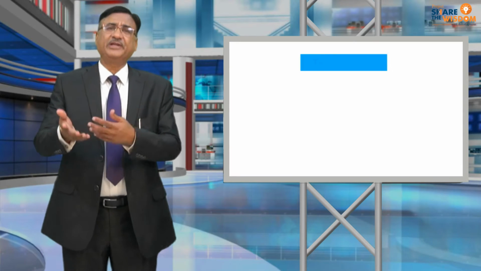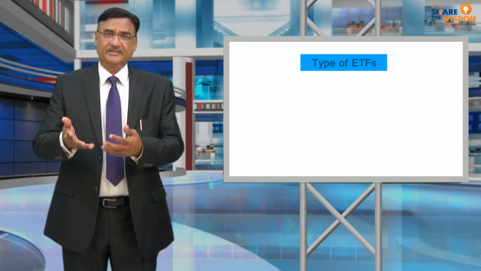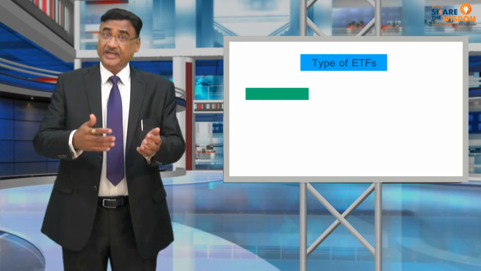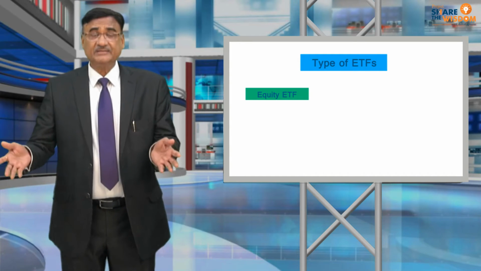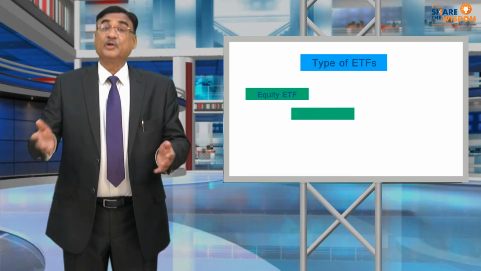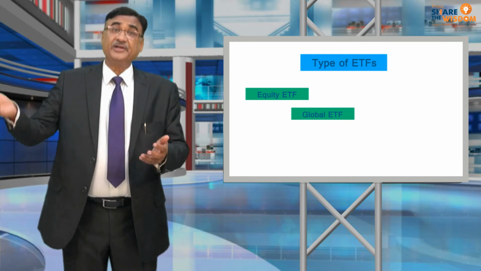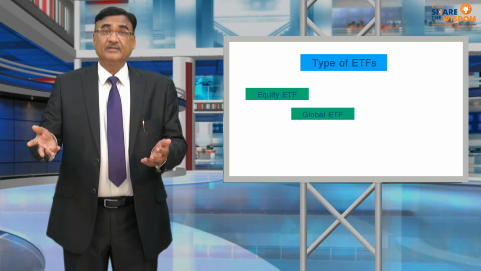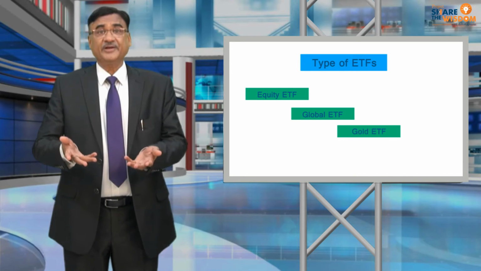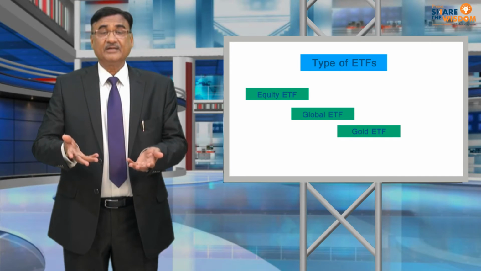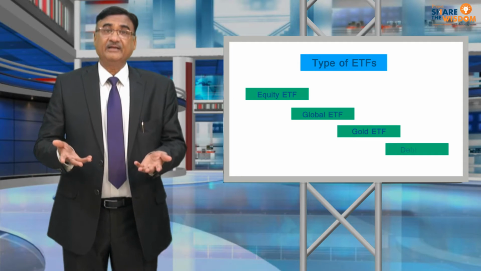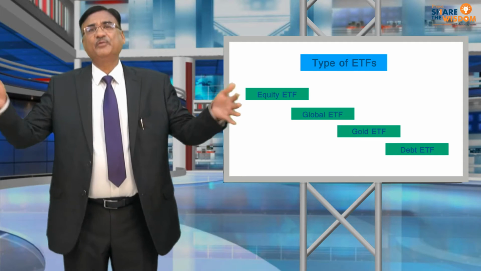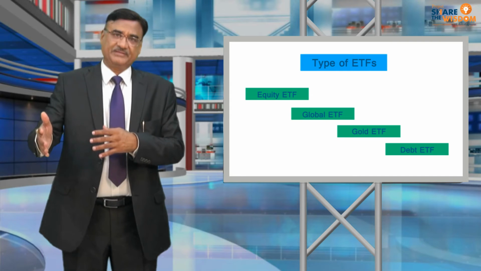Now how many types of ETFs are there? There are equity exchange traded funds, global equity exchange traded funds, gold exchange traded funds, and debt exchange traded funds. These are the four major broad categories of ETFs.